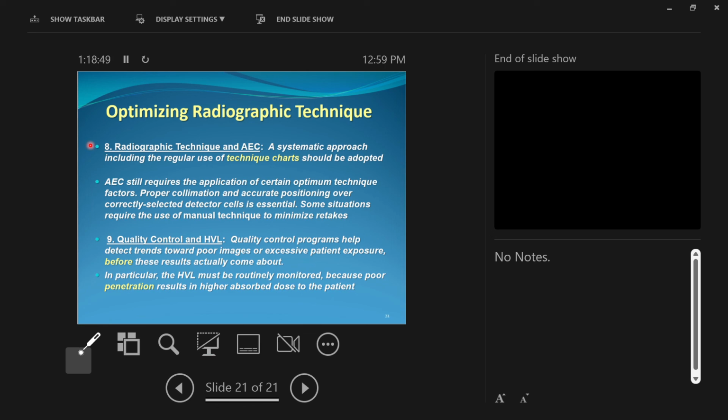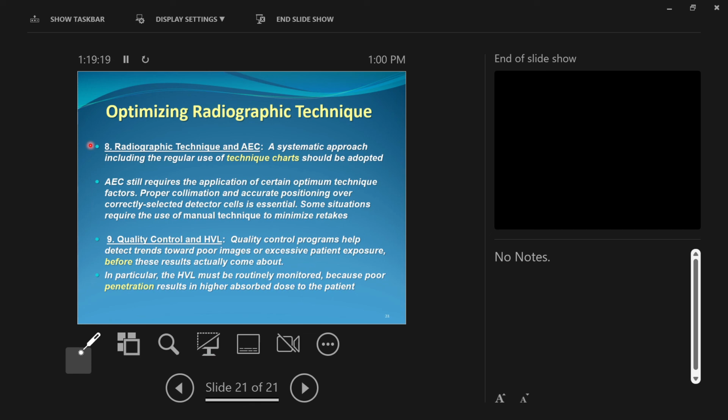So it's great if you get good with positioning. If you select this ion chamber here for a spine, but you put the spine over here, then the ion chamber is not going to shut off at the right time. It's going to shut off way too soon. So AEC is great as long as you use it right. That's true of any tool. Tools are great when you use them correctly. AEC is a tool. Use it correctly and it will benefit you.